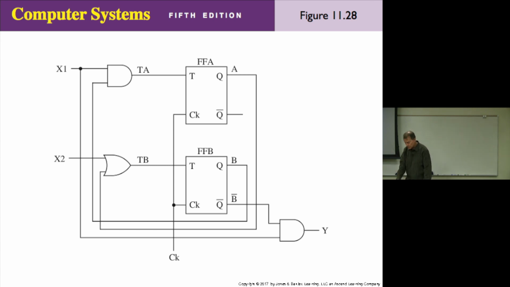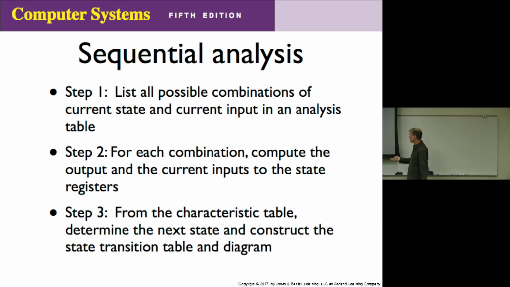Now with that preview of our circuit, here's what we're going to have to do, and we're going to do all three of these steps today. Step 1, list all possible combinations of current state and current input in an analysis table. How many rows will this have? 16. For each combination, compute the output and the current inputs to the state registers, because there's going to be a function in this combinational circuit that determines what goes into the T's. Is everybody clear?